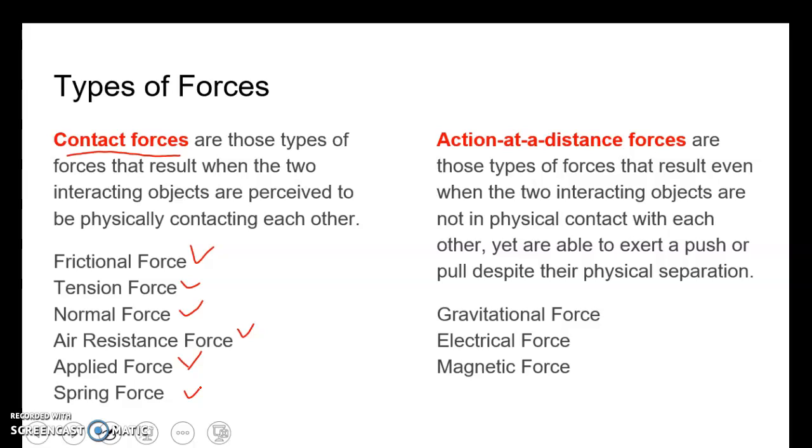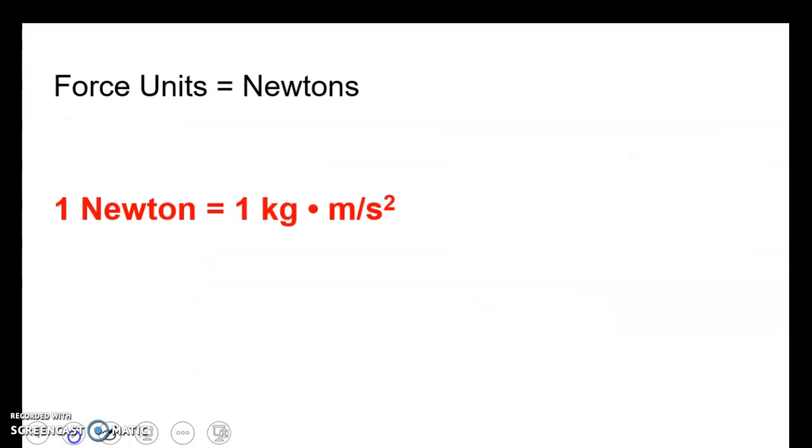Action at a distance forces are where two things interact, but they don't have to touch. And that is gravity, electrical force, and magnetic force. Now we've talked about gravity some, but electrical and magnetic force are things that we'll talk about later. But what we're going to deal with today with free body diagrams is all the contact forces, and then of course gravity will come into play.